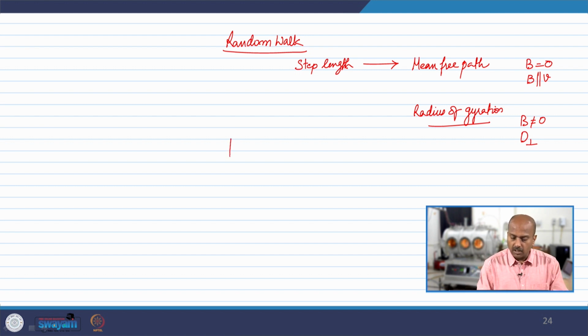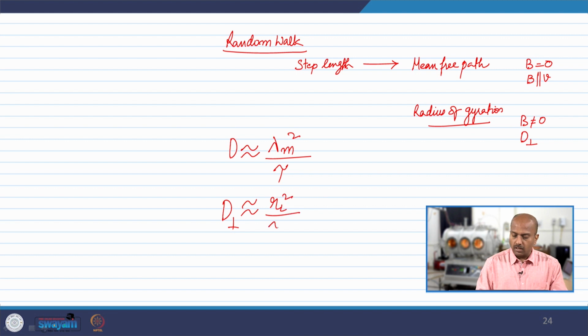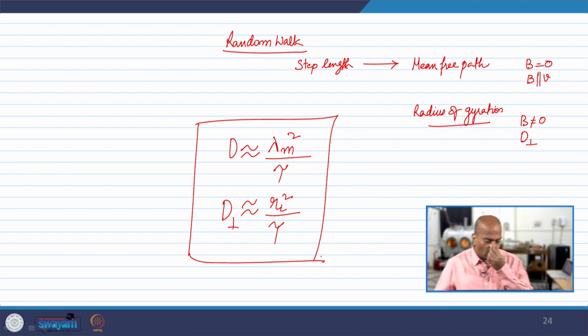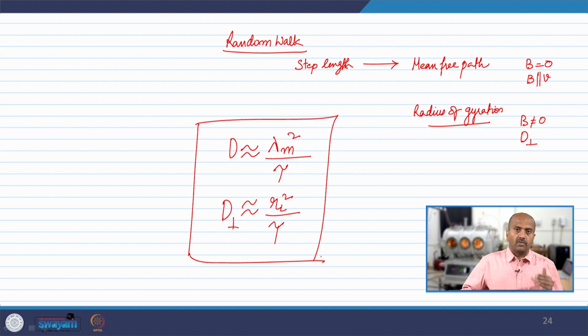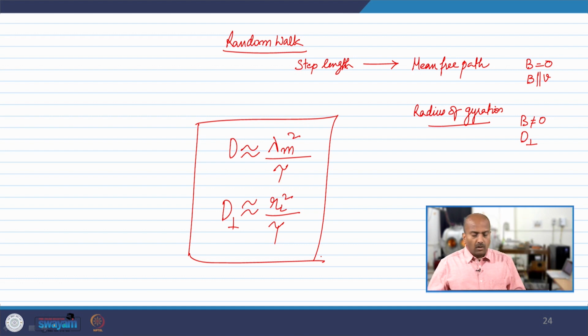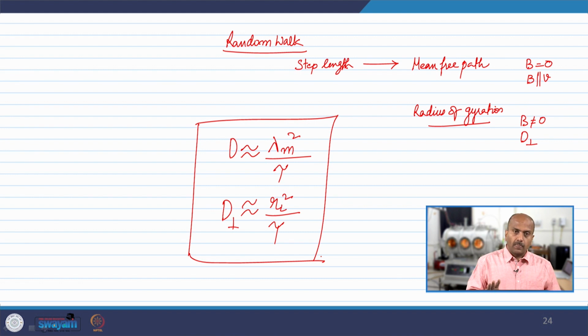So, I will just write those expressions. D is approximated to lambda m square divided by tau, whereas D perpendicular is approximately equal to R L square divided by tau. This is the conclusion of the discussion that we had about diffusion of plasma in the presence of magnetic field, but most importantly this is valid when the plasma is not fully ionized. There are many neutral atoms or neutral species present in addition to the electrons and ions. Simply put, diffusion of weakly ionized plasma in the presence of a magnetic field is a random walk process with a step length of radius of gyration. Diffusion of weakly ionized plasma in the absence of magnetic field is a random walk process with a step length of mean free path. Okay.